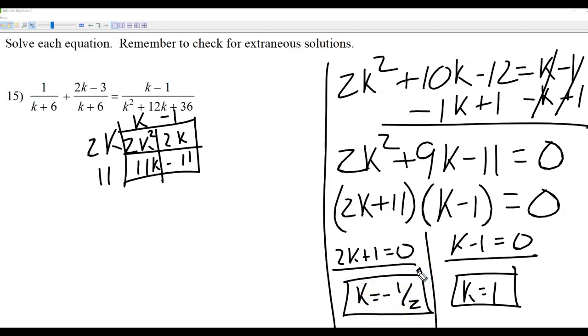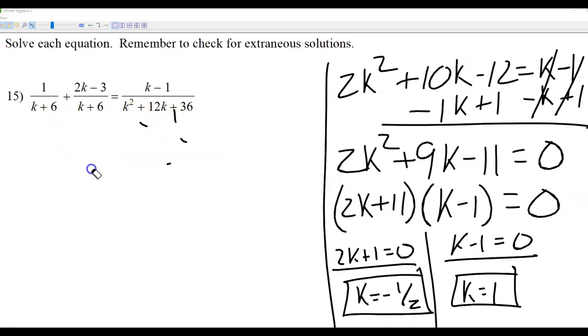And once again, you just want to make sure it doesn't make the denominators equal 0. And neither one of them do in this case, so they're both good answers. Sometimes when you end up with two answers, one of them could be an excluded value, but the other one's a good answer, right? That could happen. Or they could both be excluded. That's another possibility. But in this case, they're both good.